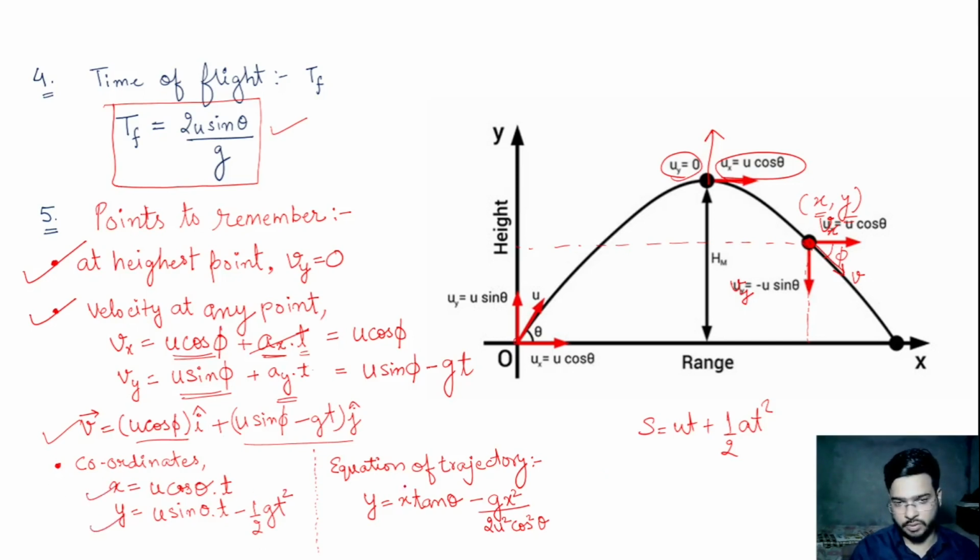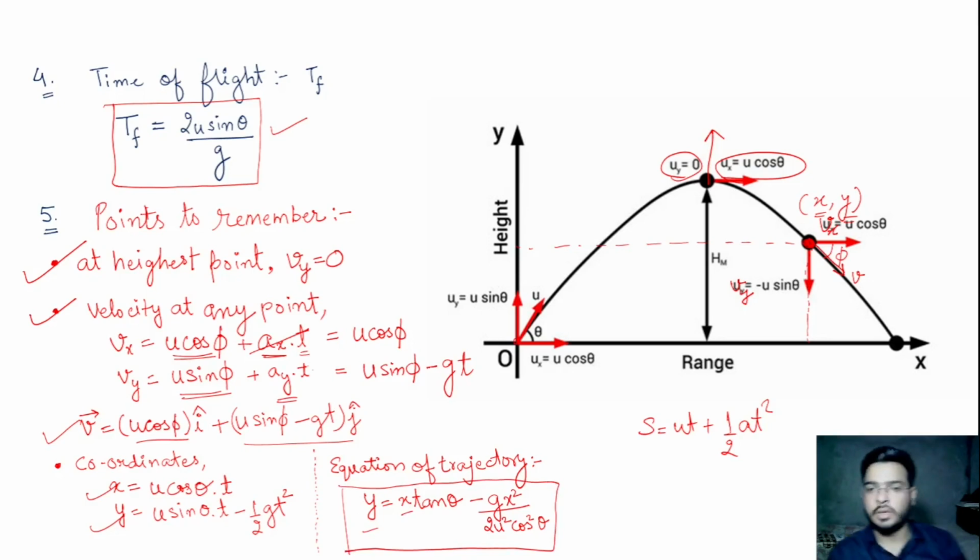So if we combine these two coordinates, putting the value of t, that is x upon u cos theta, in this equation, we will get the relation between x and y, and this ultimately is the equation of trajectory. What is the meaning of equation of trajectory? Equation of trajectory means it is the equation of this curve that the object will make during the motion, okay.